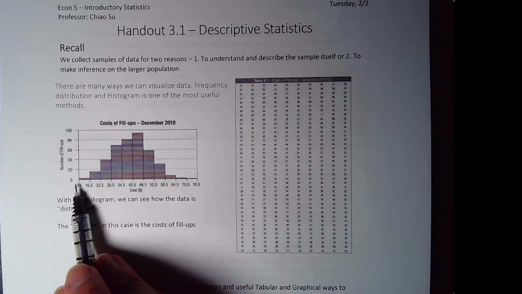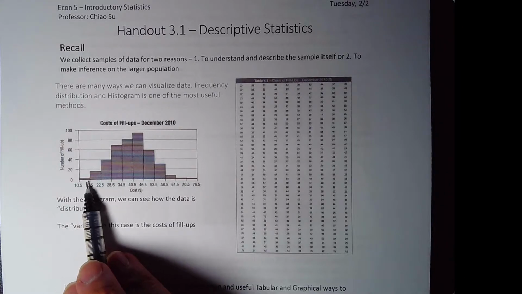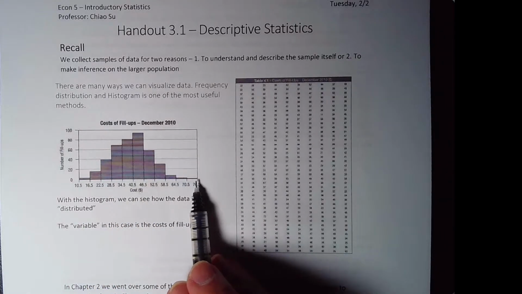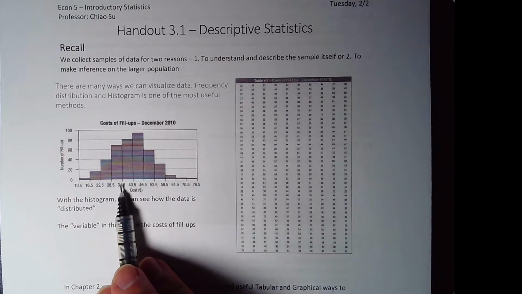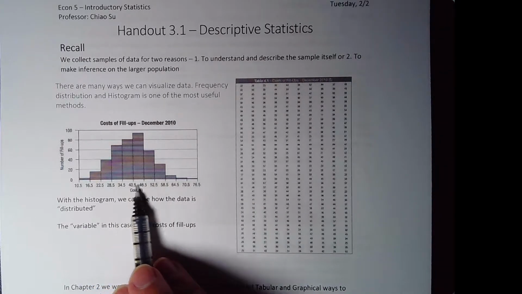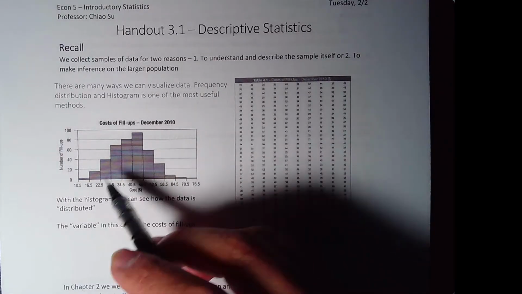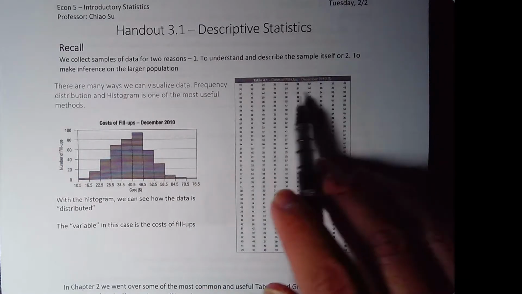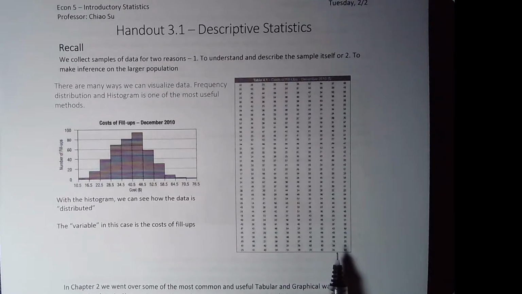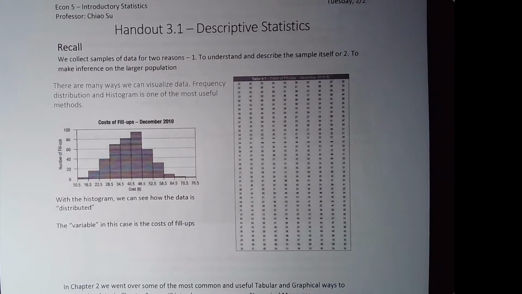So then we summarize it, and we did this in chapter 2. We can put it in terms of a frequency distribution, and once we have that, we can draw a histogram. And once you have a histogram, we can abstract information very quickly. For example, we can see that on average, the fill up cost is between $34 and $46. Chapter 2 is all about using graphical representation to describe a set of data, to describe the distribution. In chapter 3, we will use numerical measures. We will use numbers.